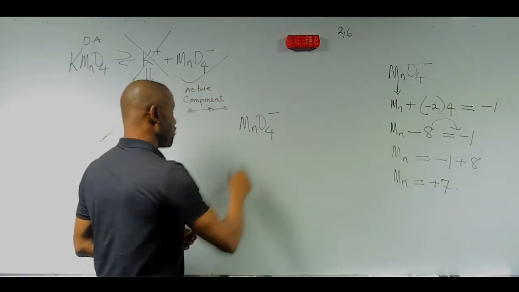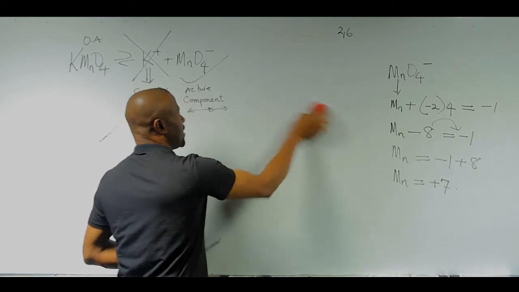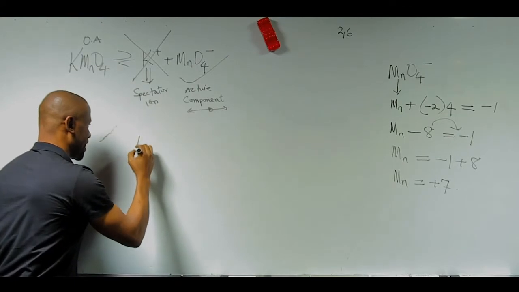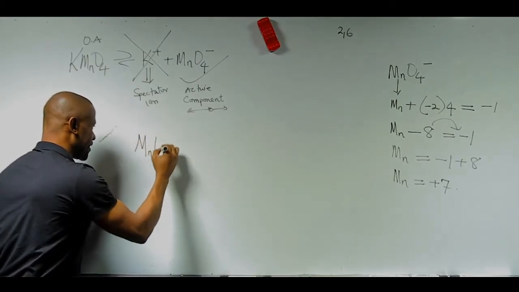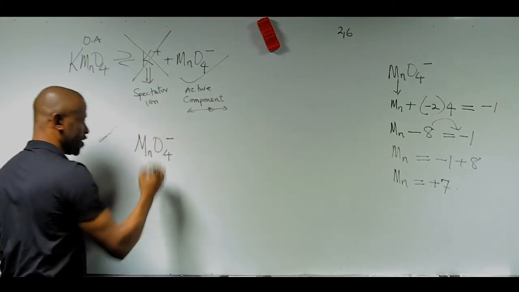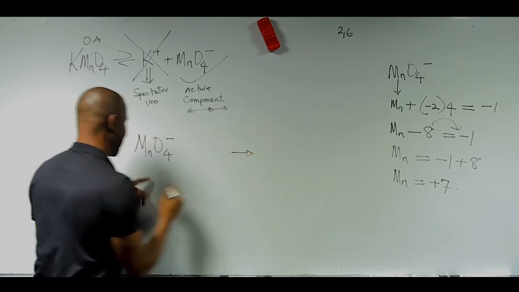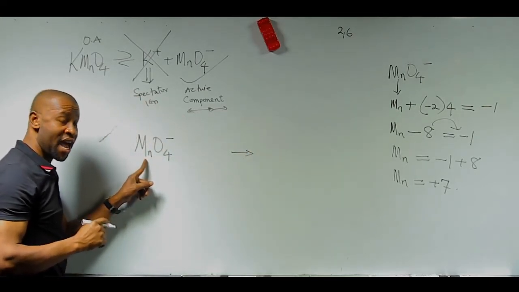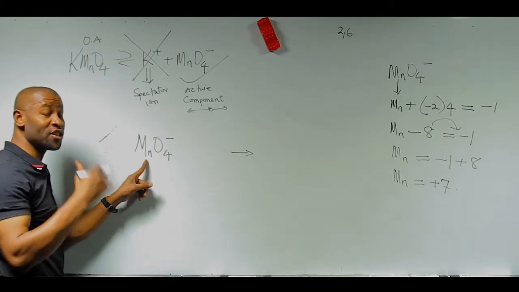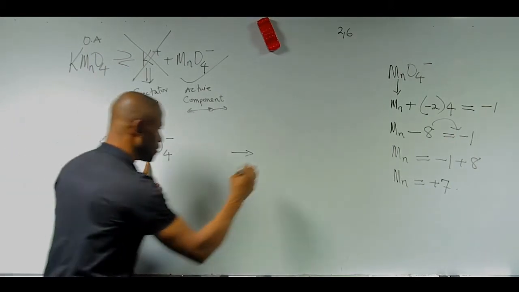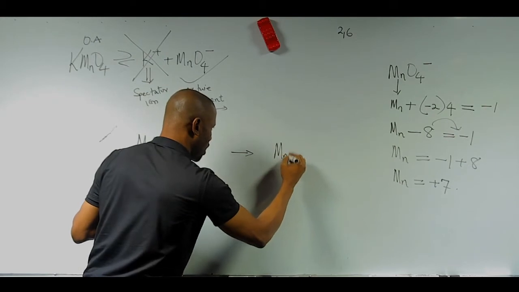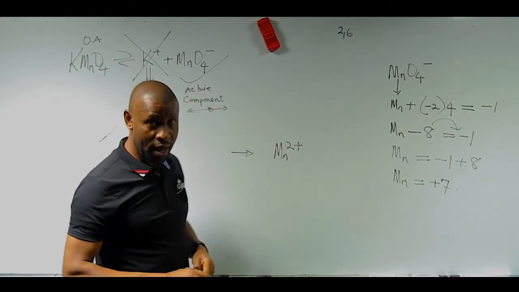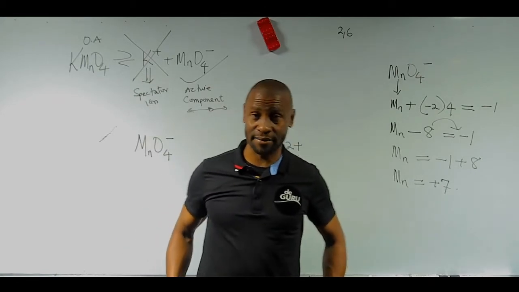So, if manganese is in MnO4 minus, I'm taking my time today. This is MnO4 minus. And on the product side, because the oxidation state of manganese here is +7, it will go to the next lower oxidation state, which is +2. Manganese is a transition metal.